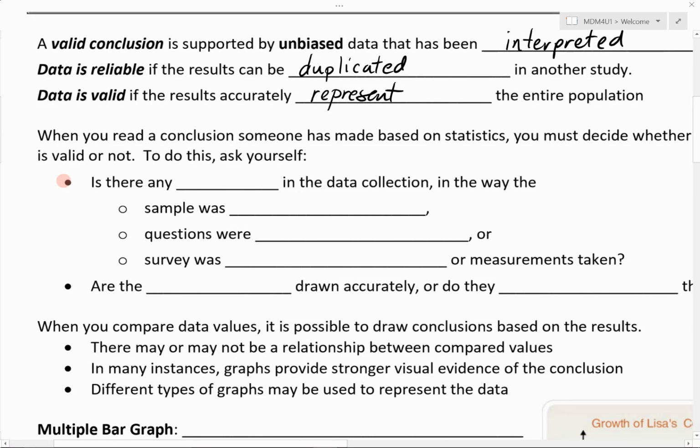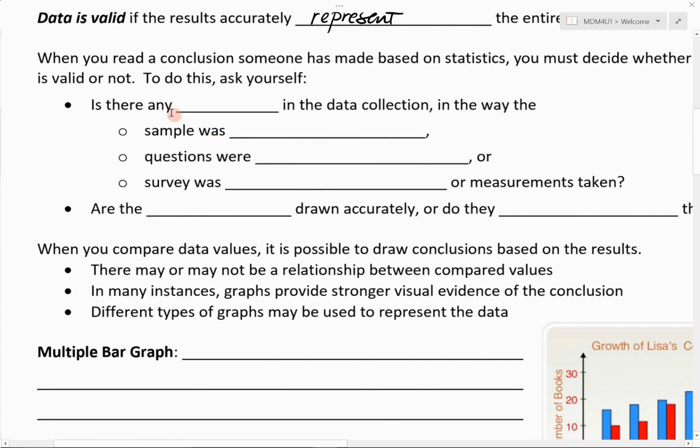When you read a conclusion someone has made based on statistics, you must decide whether it is valid or not. To do this, you have to ask yourself, is there any bias? It's one of the most important things. There are different kinds of bias you can look at. How is the sample collected, or how is the sample selected? That's one way to check for bias. Was it selected in such a way that could introduce bias?